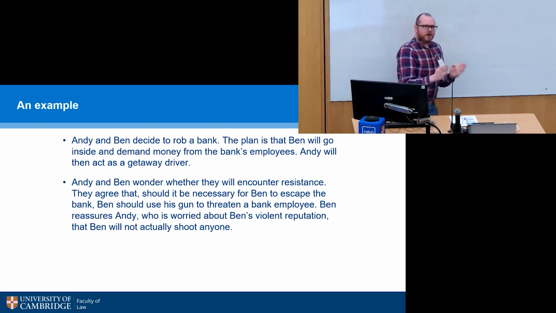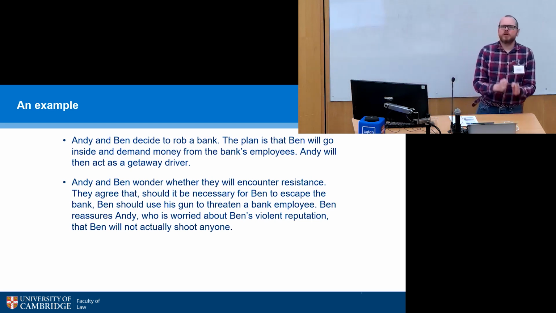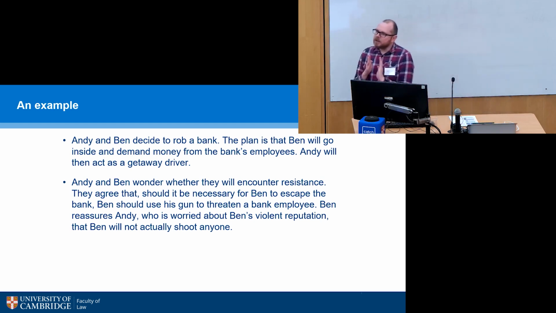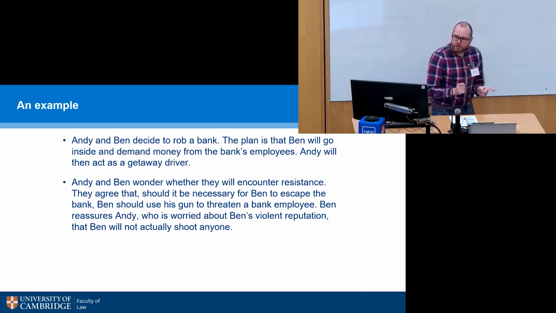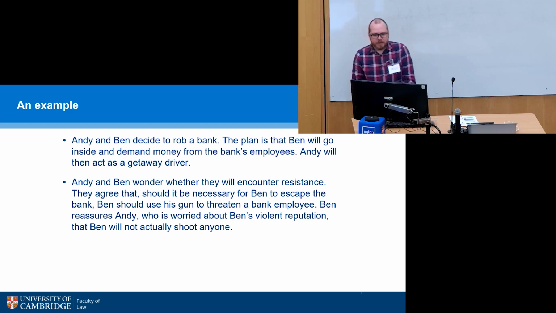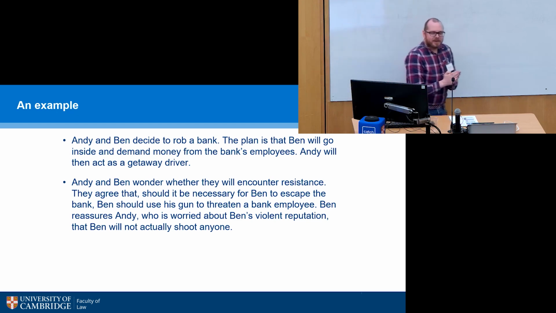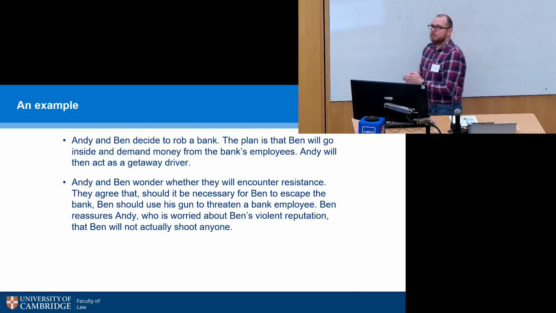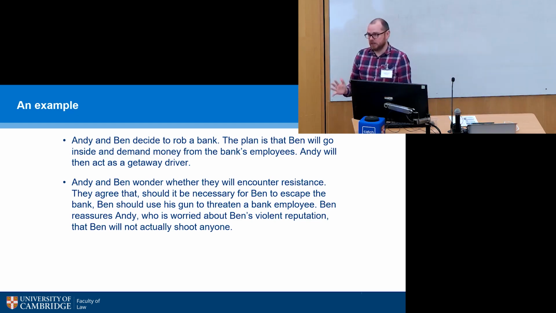But they wonder whether they will encounter any resistance whilst carrying that plan out. And they agree that, should it be necessary for Ben to escape, Ben should use his gun to threaten a bank employee. Now, Ben reassures Andy, who is worried about Ben's violent reputation, that Ben will not actually shoot anyone in that scenario. That's the more developed plan.